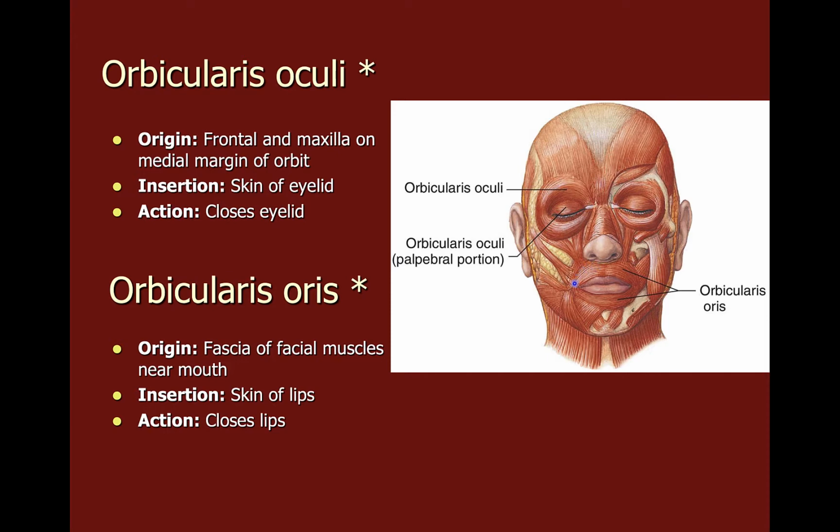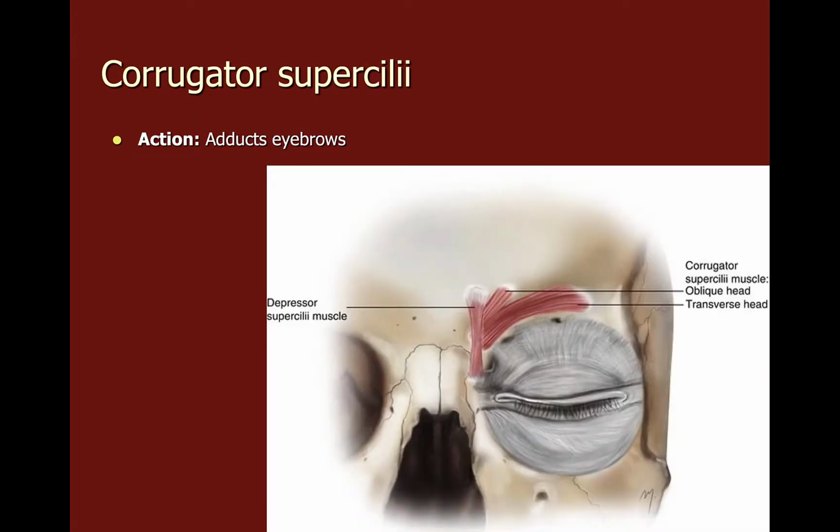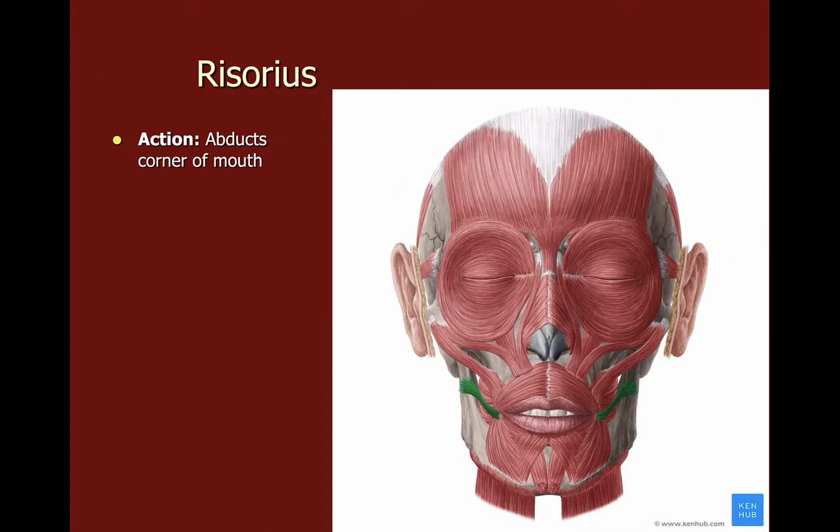The orbicularis oris is also a sphincter muscle, a circular muscle, and it originates on the fascia of our facial muscles. So again, non-bony attachments here. It inserts the skin of our lips, and this is going to close our lips. Corrugator supercilii is this small little muscle up here. This muscle is going to adduct our eyebrows, so bringing our eyebrows medially here.